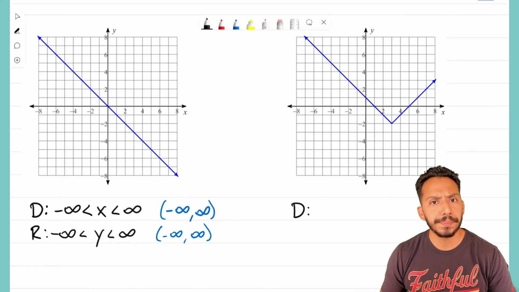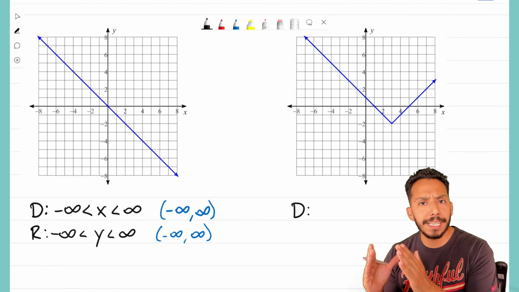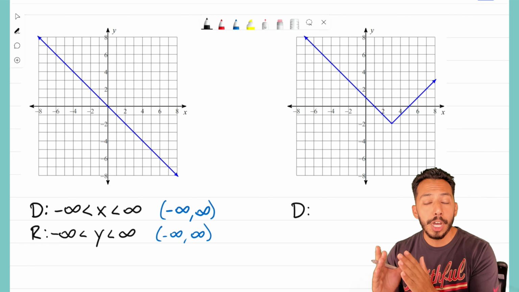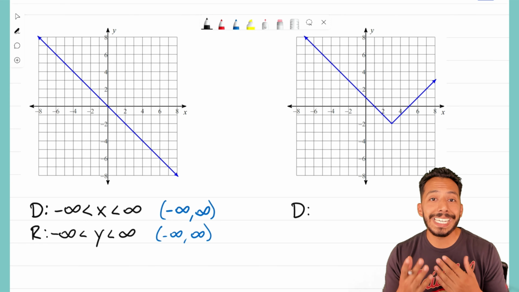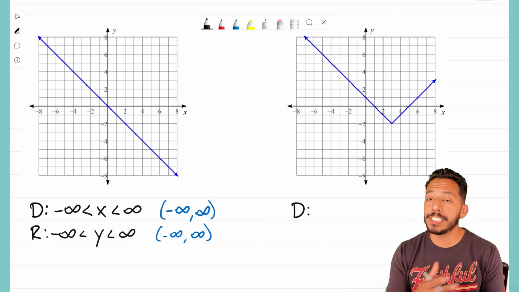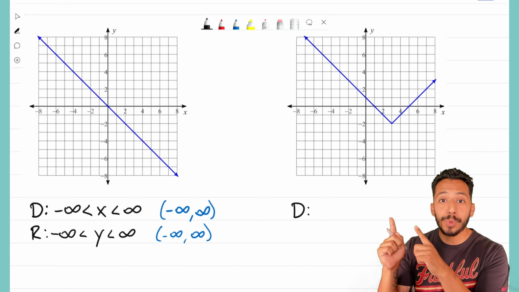For the domain. Domain is the set of inputs, right, that work. Domain is left to right. Look at those x values. Is there an x value here that does not have an output? And I think when we're looking at this graph here, I think we're good. I think every x input is still going to work for this, just like the line on the first one, right? I see over here that this line is going on forever in both directions. Everywhere in between that, there is an output for that input.